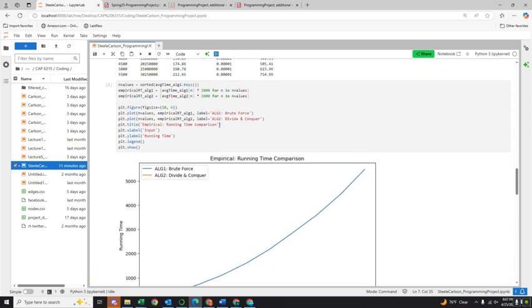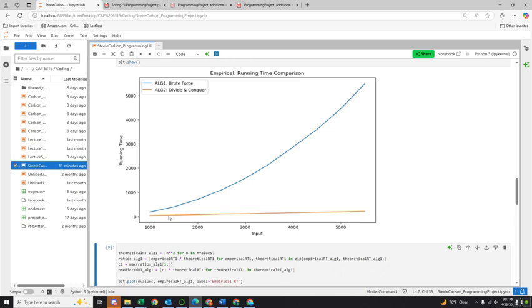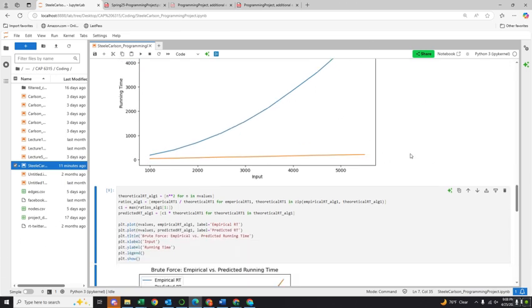And then we have the runtime comparison. As you can see, brute force grows exponentially, whereas divide and conquer stays steady on a linear growth pattern, which is good for runtime.